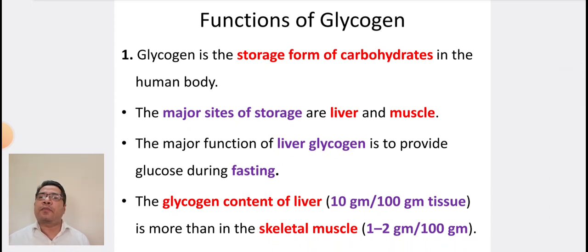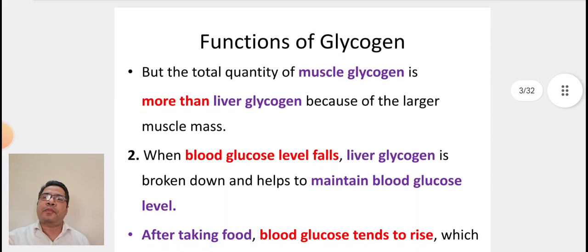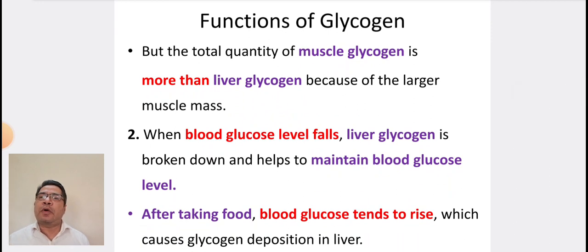Glycogen is the storage form of carbohydrates in the human body. The major sites of storage are liver and muscle. The major function of liver glycogen is to provide glucose during fasting. The glycogen content of liver is 10 gram per 100 gram of tissue, whereas in skeletal muscle it is 1 to 2 gram per 100 gram of tissue. But the total quantity of muscle glycogen is more than liver glycogen because of the larger muscle mass.